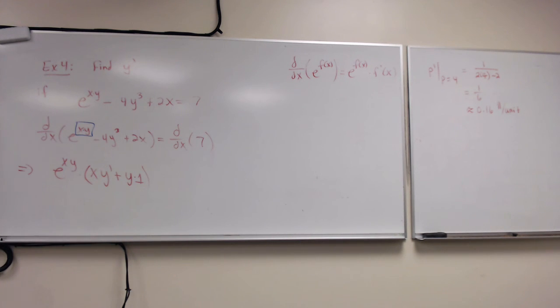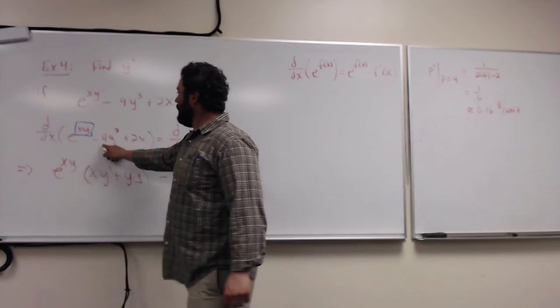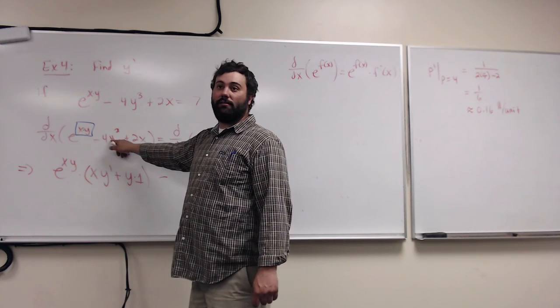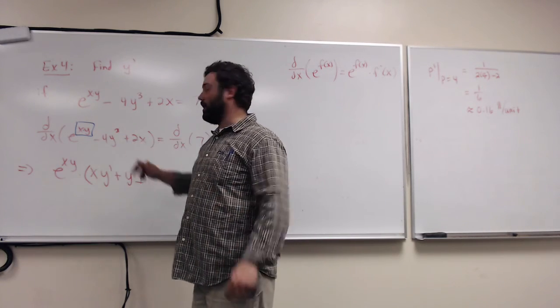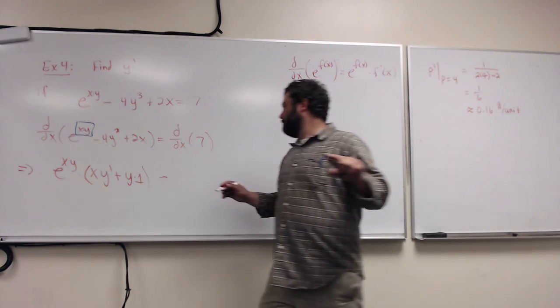It would be the same thing, e to the xy, but x times y is really a product. You have to use product rule. So it's the first function x times the derivative of y, which is y prime, plus the second function y times the derivative of x, which is 1. Okay. And then what about the next term, minus 4y cubed? Again, y is a function of x. So you do the power rule on the outside. So what did we get for that one? Anyone want to share? All y squared times y prime.